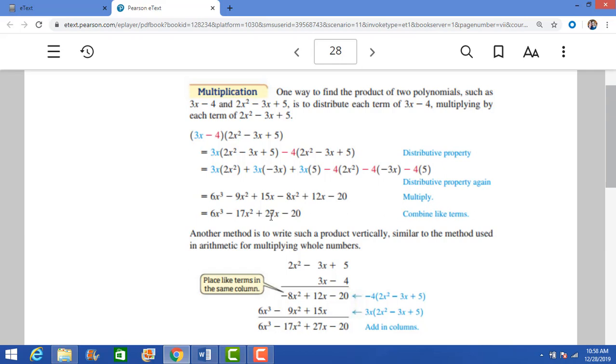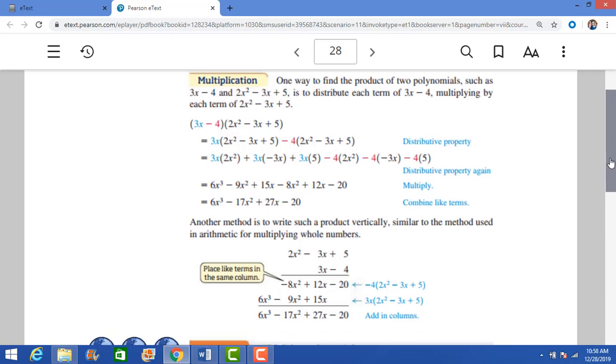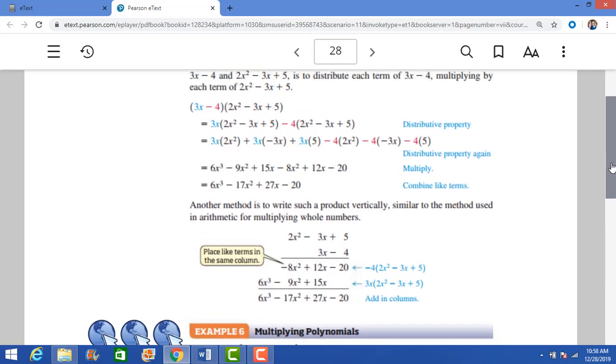Okay. Now another method of doing this is to do the product vertically, similar to the method used in arithmetic for multiplying whole numbers. Okay. So what we do is we're going to use this, and we're going to multiply across this. Okay. So if we take 3x, or excuse me, if we take the minus 4 first, so minus 4 times this, just like we would do with whole numbers, by place value.